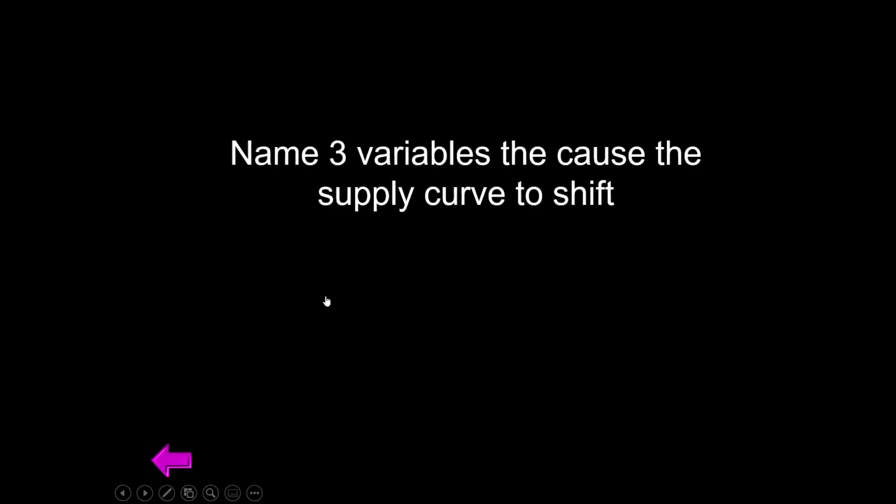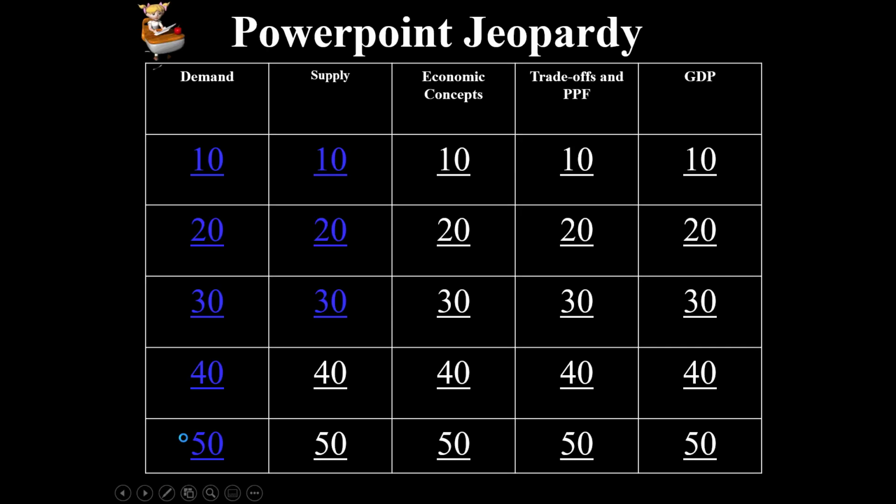Let's try supply for 30. Name 3 variables that cause the supply curve to shift. So 3 variables would be price of inputs, technology change, price of substitutes in production, number of firms in the market, and expected future prices.